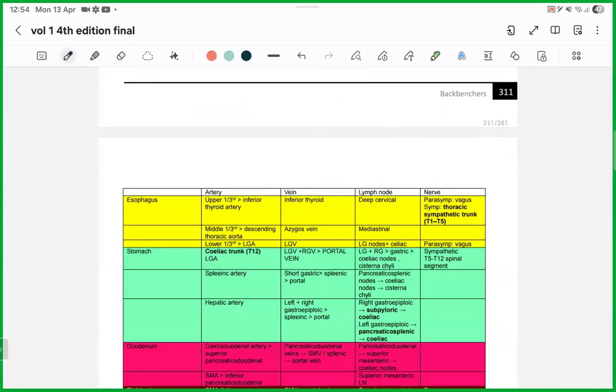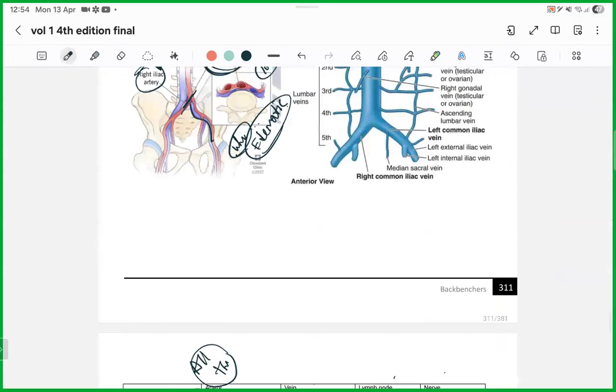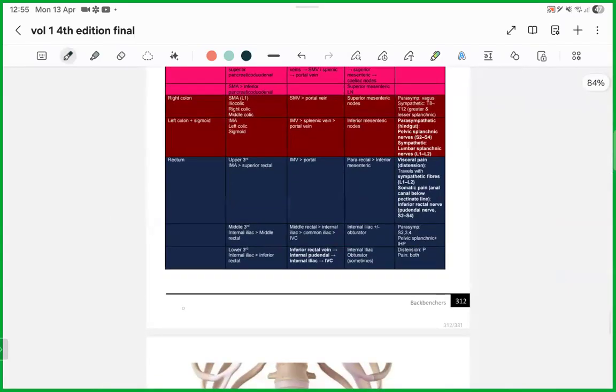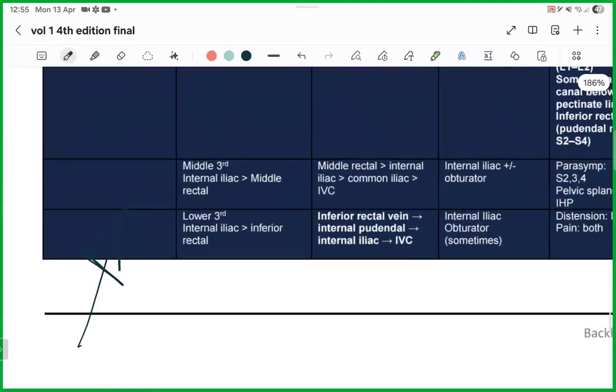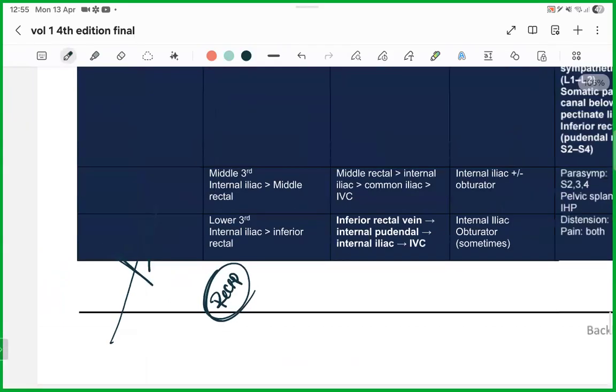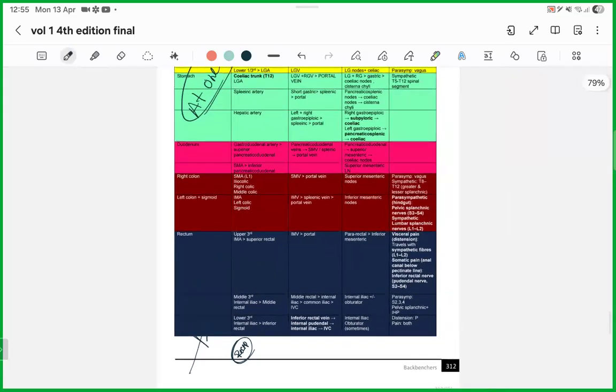Here we have all the artery supply, venous drainage, lymph node drainage, and nerve supply at one place. This is nothing. After you study all of these things, this chart is for your recap.